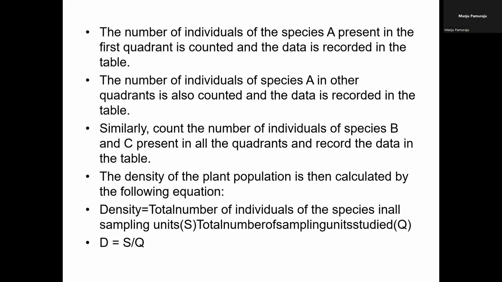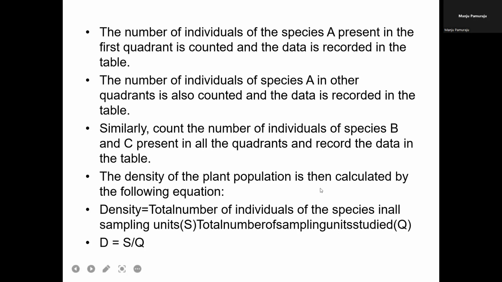Here the number of individuals of species A present in the first quadrant is counted, and the data is recorded in the table. Next, the number of individuals of species A in the other quadrants is also counted and recorded in the table. Similarly, we count the number of individuals of species B. Here species A, for example, we take as Ocimum. Species B is another plant, like Catharanthus. How many Catharanthus plants are there in that space? Like that, different plants are taken, and in each quadrant we count how many plants are there. Like that, we are calculating the density.